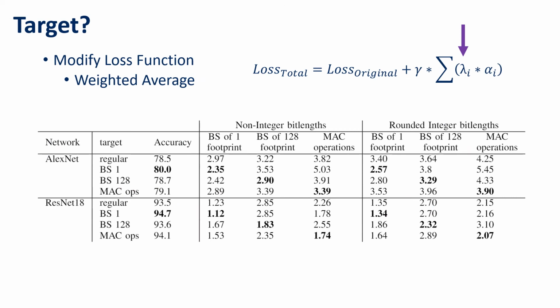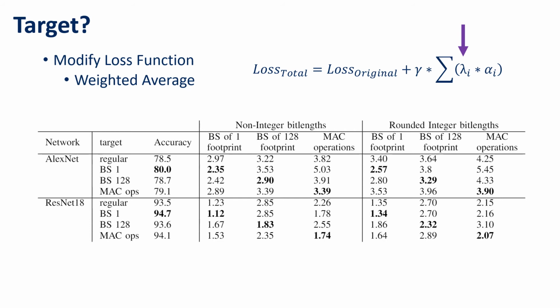We can also use BitPruning to target any quantifiable criteria. This is simply done by modifying the L1 loss to be weighted by simply changing lambdas in the formula. In this case, we demonstrate how to reduce according to memory footprint and operation count.